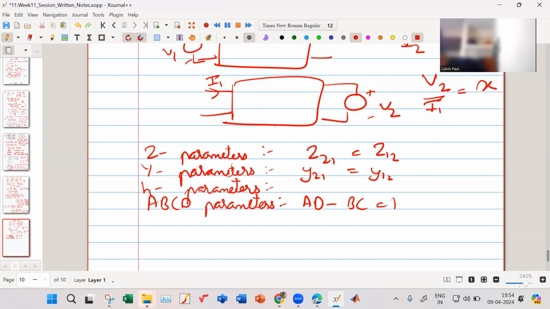Okay, let me check for H parameters. It should be H12 equal to minus H21. This is the condition.